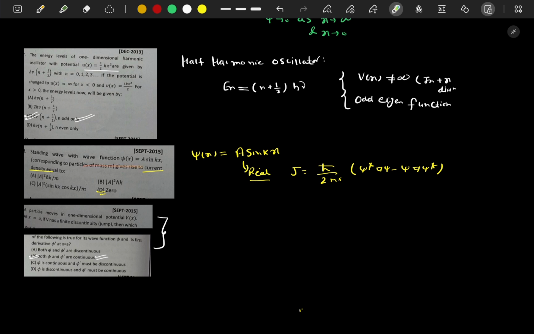So standing wave is, where were we, this question. Okay, so here the wave function a sin kx corresponding to particles of mass m gives rise to current density equal to, so just remember this is the real wave function, a sin kx, of course it has a complex part too, so ħ upon 2m (ψ* ∇ψ − ψ ∇ψ*). So what will it lead to, its complex conjugate will be the same and also the same, so it will lead to 0. Getting my point? It means the wave function and its complex conjugate are the same and ∇ψ, cos kx, the same here.